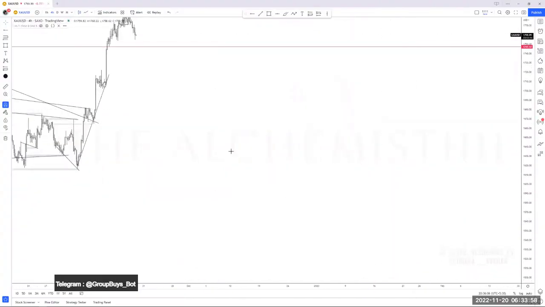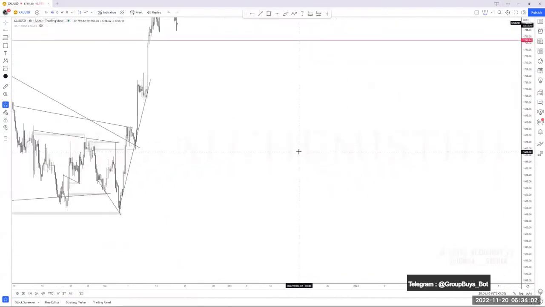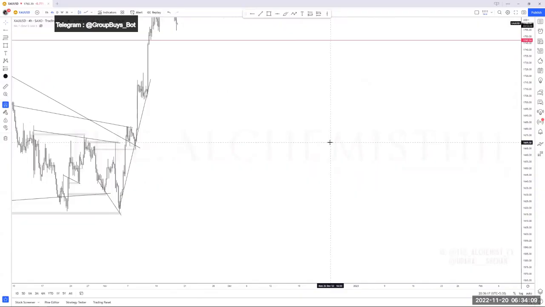So first thing, let's get started. These are the POIs we use, or as we call them, key levels: support and resistance. Support, we call it SBR, support broken turns into resistance, or RBS, resistance broken turns into support.